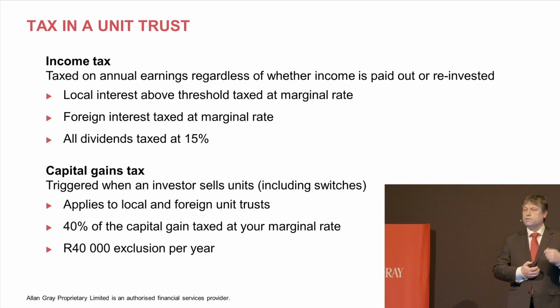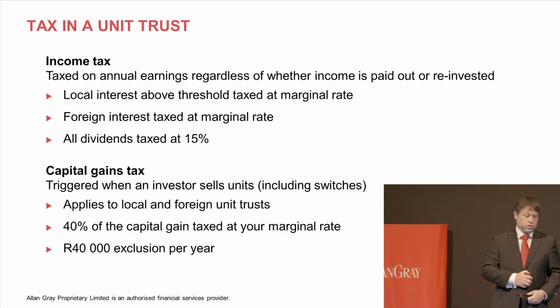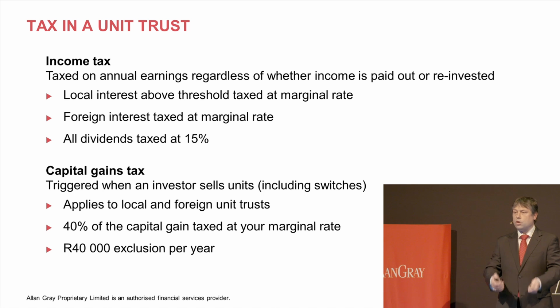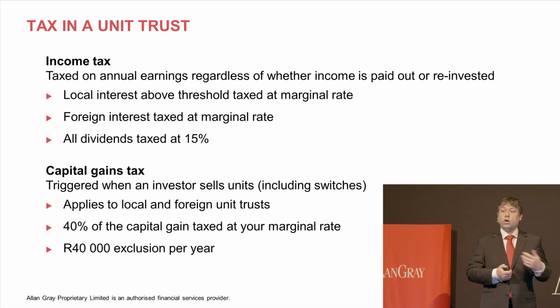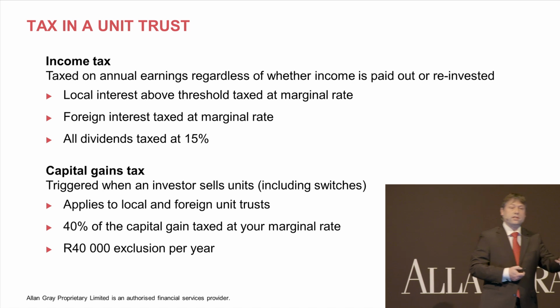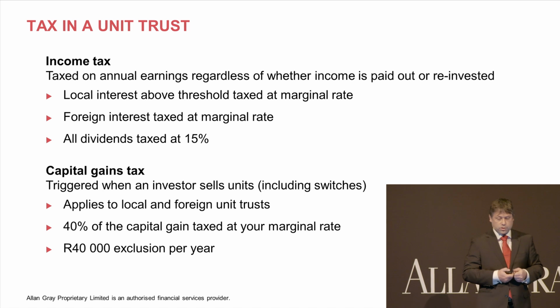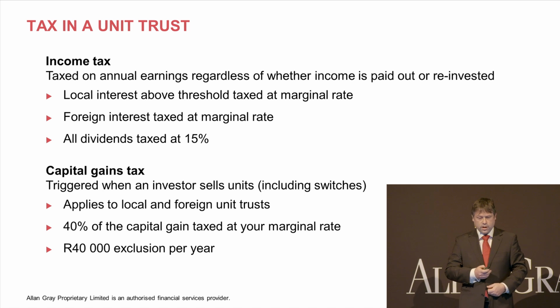But you don't pay tax on the full gain. You pay tax on the amount that's included in your tax return, which is 40%. So 40% of the gain is then taxed at your marginal rate, which means if your marginal rate is 41%, then you're taxed at 16% because it's 40% of 40%. Right. So that's where capital gains fits into the picture.